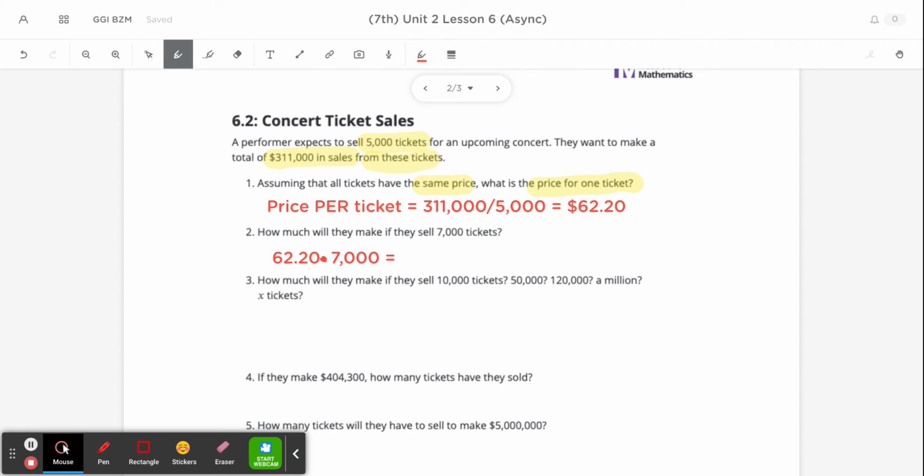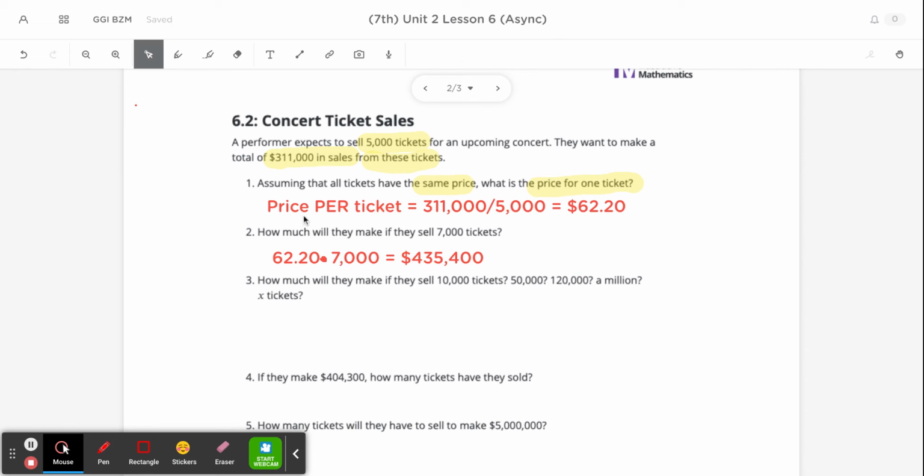And 6220 times 7,000 tells us that it's going to cost $435,400. That's what I should say. So this artist is really making bank. Make sure I put my dollar symbol there.